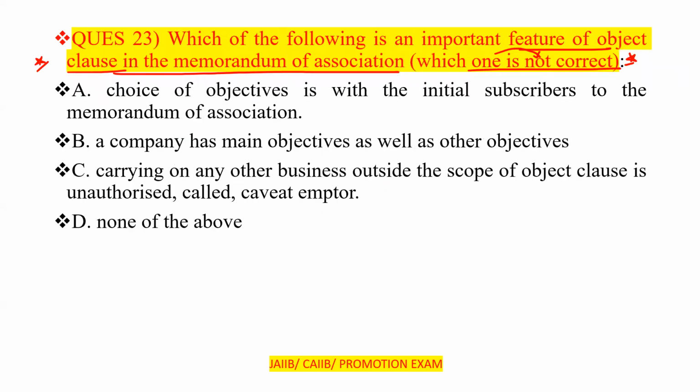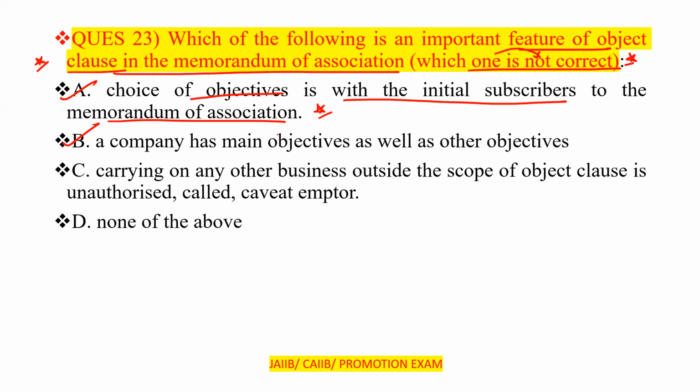Let's first discuss the choice of objectives with the initial subscribers. The choice of objectives is with the initial subscribers to the memorandum of association. A company has main objectives as well as other objectives. So this one is true, and this one is also true.